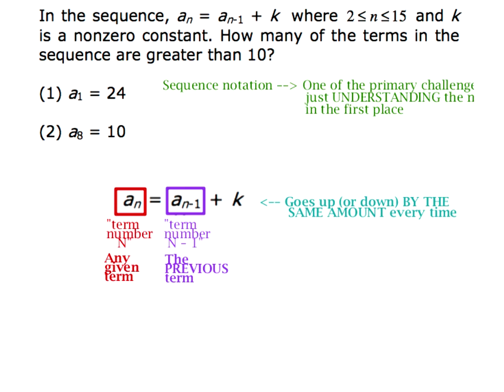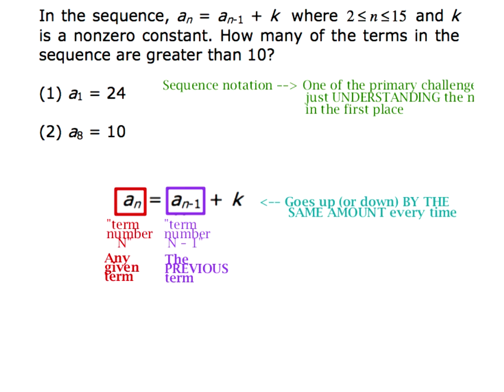The question, by the way, is how many terms in the sequence are greater than 10. The other thing that is a very big deal in data sufficiency is the ability to focus on the questions.